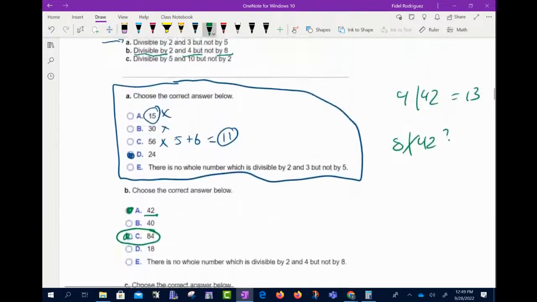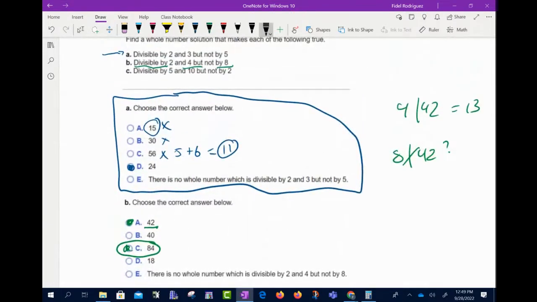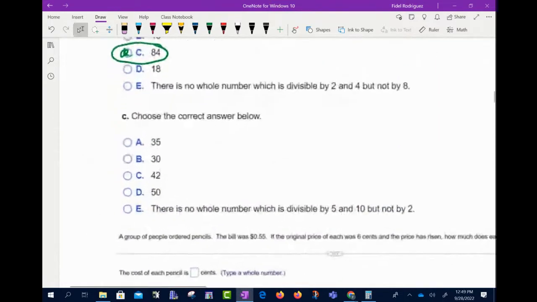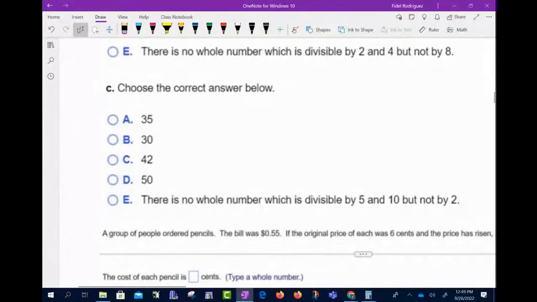All right. And then there's a part C. We can divide it by 5 and 10, but not by 2. So by 5 and 10, but not by 2. Well, 35 can be divided by 5, but not by 10. 30, I can divide it by 5 and 10, but also 2. This one, I can't divide it by any of them. 50, I can divide it by 5 and 10 and 2. And so there is no whole number that's divisible by 5 and 10, but not by 2.